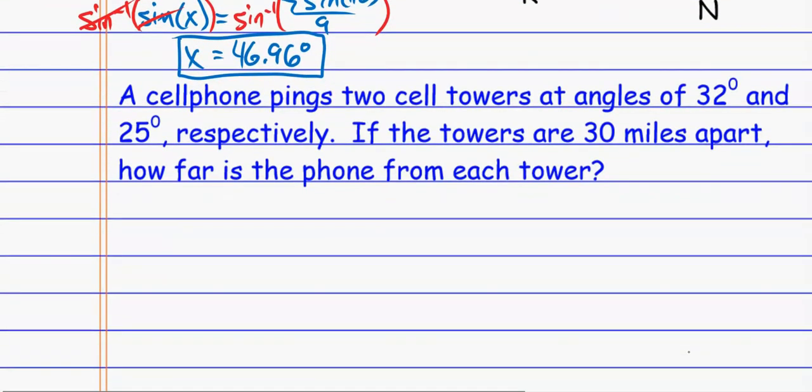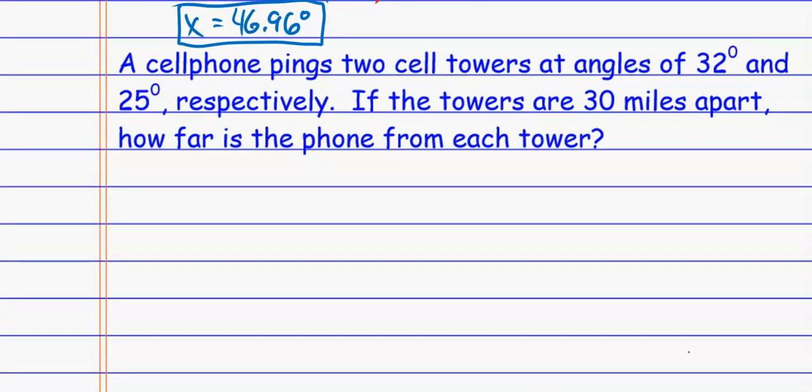If I look at the next one, a cell phone pings 2 cell towers at angles of 32 degrees and 25 degrees respectively. If the towers are 30 miles apart, how far is the phone from each tower? And so this is the idea of triangulation when we're trying to locate something. That's what this means, okay? So we're triangulating the signal to figure out where it is.